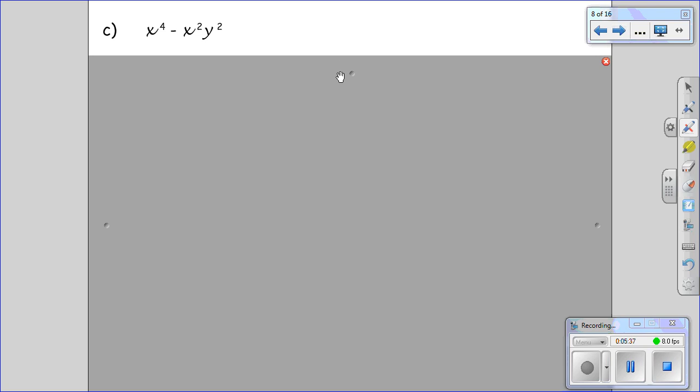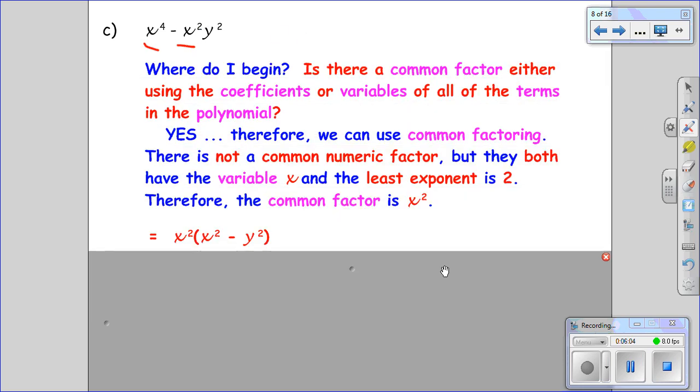Part C, x to the fourth minus x squared y squared. First question I ask myself, is there a common factor? And the answer is absolutely. Not in terms of any numbers or constants or coefficients, but in terms of the variables. Each term has an x in it, with the least exponent being 2. So we're going to factor out an x squared. And when I do x to the fourth divided by x squared, I'm left with x squared. x squared y squared divided by x squared leaves me y squared.